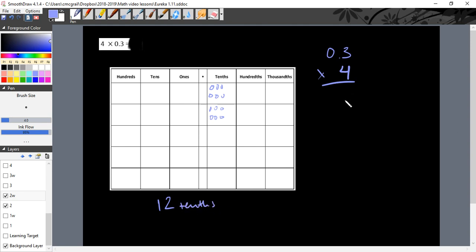But I can't write 12/10 because I can't fit 12 in the 10ths place. So let's bundle 10 of these. We're going to bundle 10, and they are going to become 1 whole. So my answer is 1 whole and 2/10. And I actually already knew that because I know that 12/10 is the same as 1 and 2/10.